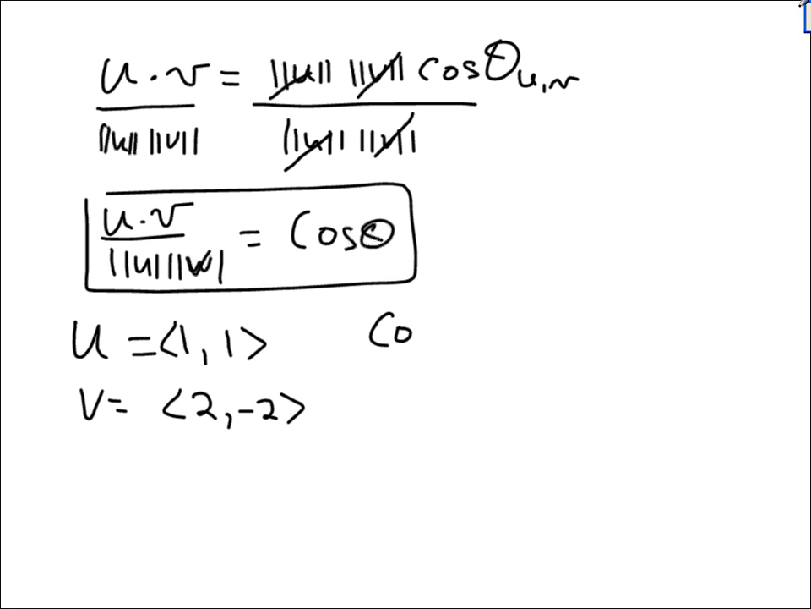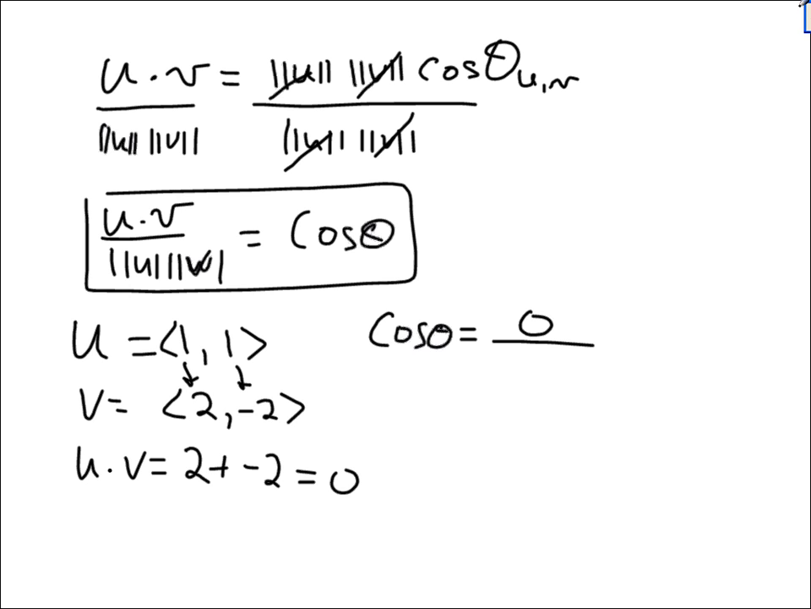So, the cosine of the angle is u dot v. You multiply the x values, you multiply the second values, and you add them up, and you get 0. That's u dot v. It's 0. And the length of u is the square root of 1 squared plus 1 squared, which is the square root of 2. The length of v is the square root of 2 squared plus negative 2 squared. It's the square root of 8.